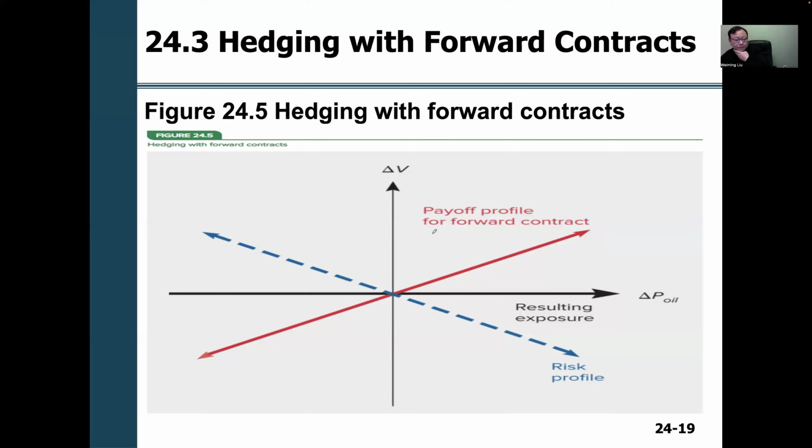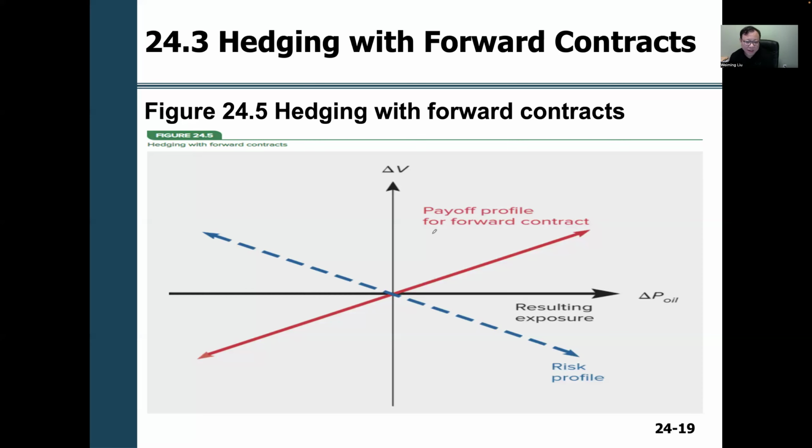Okay, so if you can take a look at that dashed blue line, right? The dashed blue line. Okay, so the dashed blue line is the risk profile. The risk is, if the price increases, the value decreases. Okay, so that's the risk. If the price is going up, the value will be going down, right? So therefore, I'm hedging on a price. Okay, I'm hedging on a price so that there's no risk. Okay, there's no risk.